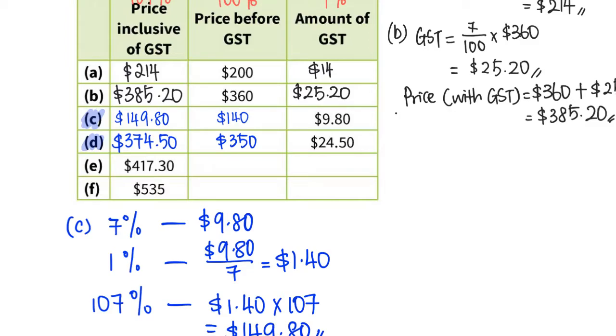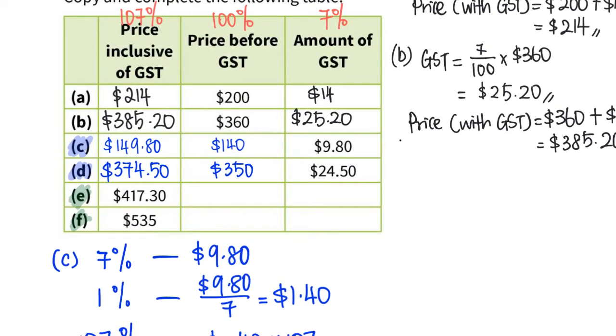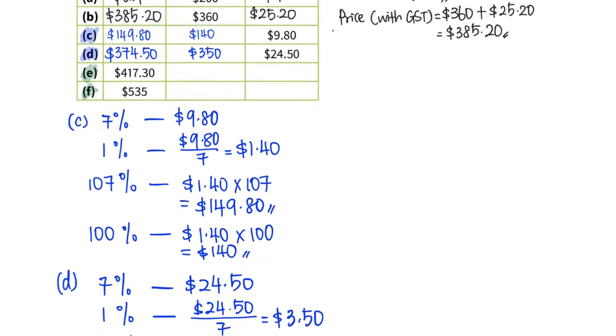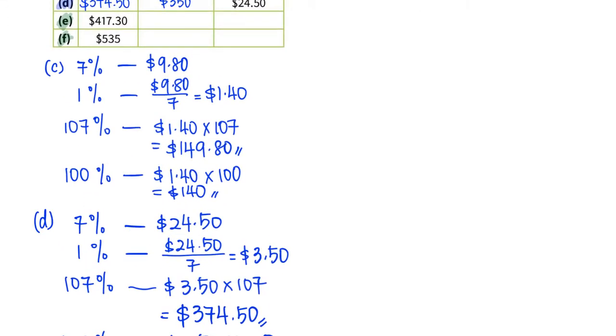And the last part. Part E and Part F is the same working. We are given price that includes GST. And we know that this is represented by 107%. So Part E and Part F will be the same working, which I will write down here. This is represented by $417.30, and I want to find 1% first.